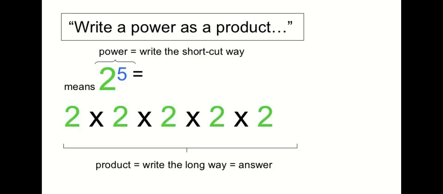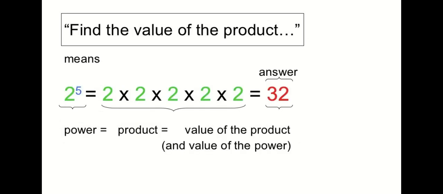So when we write a power as a product, the power, like that 2 to the 5th power, we write it the shortcut way. Or we can expand it and write it the long way as a product and then find the answer. So we find the value of that product. So we start off with the power, which equals some product, and then we can find the value of the product, or the answer, or the value of the power.